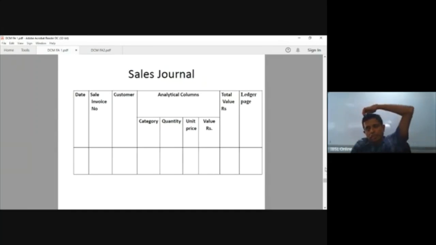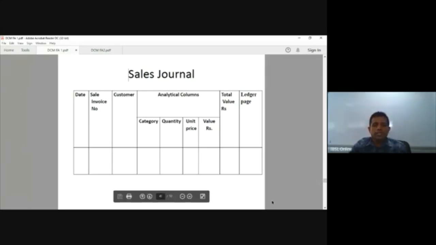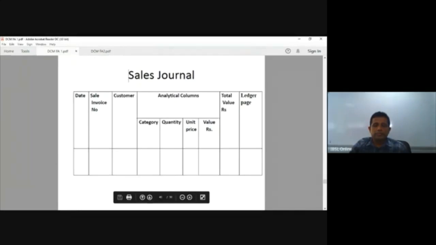Similarly, if you have credit sales, you can use the primary books on a periodic basis. On a periodic basis, you can record the transactions in the sales journal. If you have any questions up to now, please let me know.